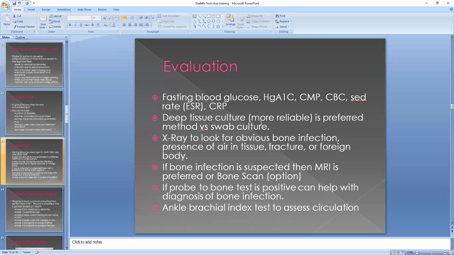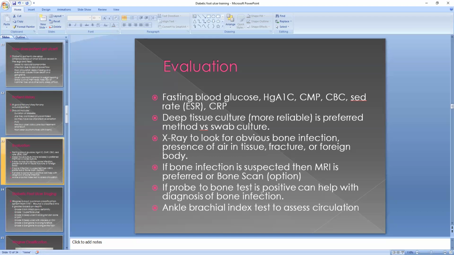And remember, deep culture is preferred over a swab culture because you want to get what's in the tissue, not what's on the surface. And then you want to get some imaging. X-rays sometimes give you a more obvious look at things. If you see air in the tissue, then that means you need emergent treatment, as well as if there's a fracture or some kind of foreign body. And obviously, if you're suspecting something, then you'll escalate it up to an MRI or a bone scan. If they have hardware, they can't have an MRI.